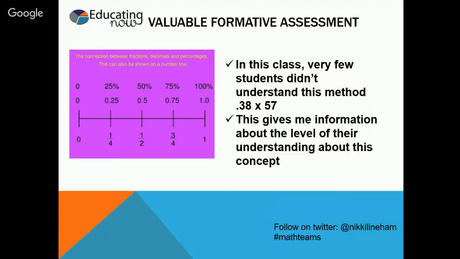Most of them found that the best procedure for them was to take the cost of the item, divide it by 100, and then multiply by whatever percentage they needed, which is essentially what this operation does, but this didn't make sense to them. And that gave me information about their level of understanding, especially the connection between decimals and percentages and what they mean. So we could move further from there and dig into those other misunderstandings.